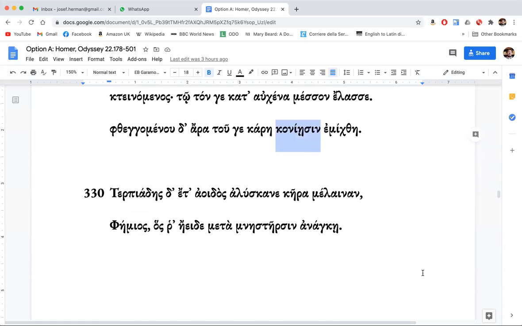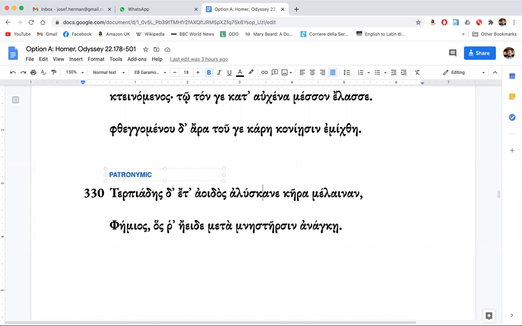Okay. And then in line 330, we have, again, the particle de, which I translated as now, because we're in a new scene, or rather we're moving on from Laodes to someone else. And the new character that we're looking at is Terpiades. Now, Terpiades is a name, sort of, but it's what we call a patronymic.